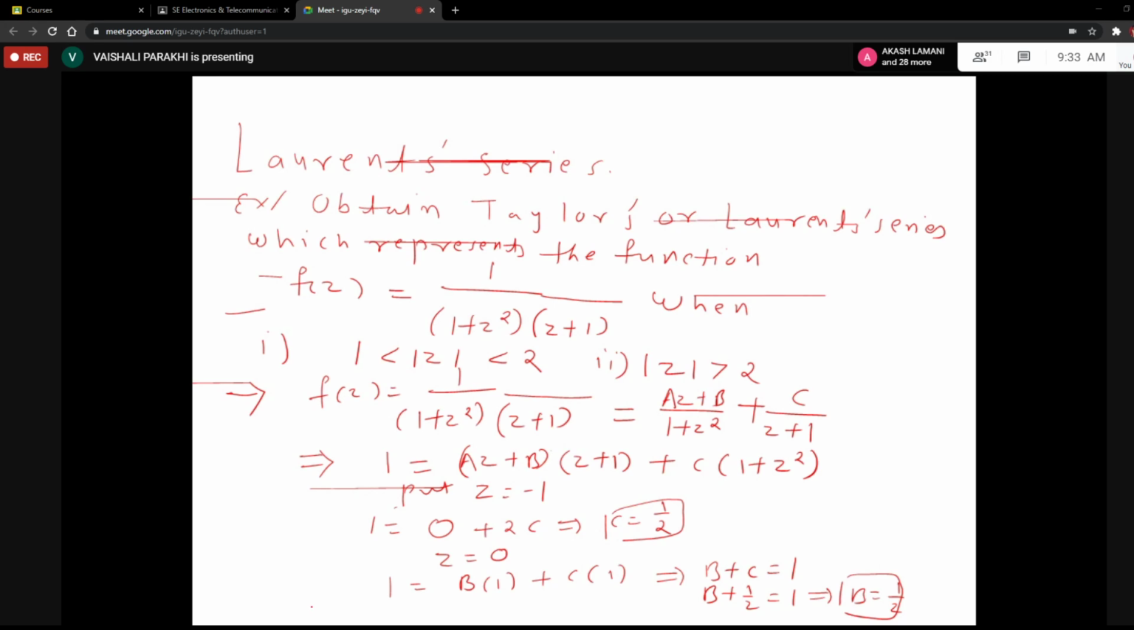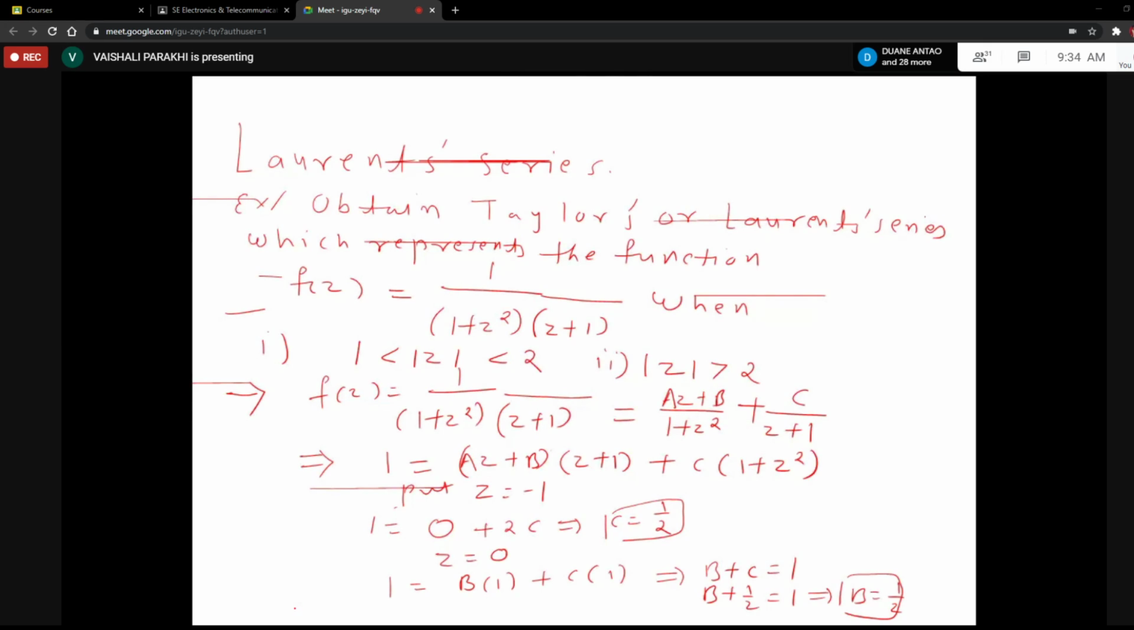Az plus B upon 1 plus z square. So (az plus B) into (z plus 1) plus C into (1 plus z square). So I am putting z equal to minus 1 first. So it is 1 is equal to minus 1 plus 1 is 0, and this is 1 square. 1 square is 1. So 2C, so C is equal to half.